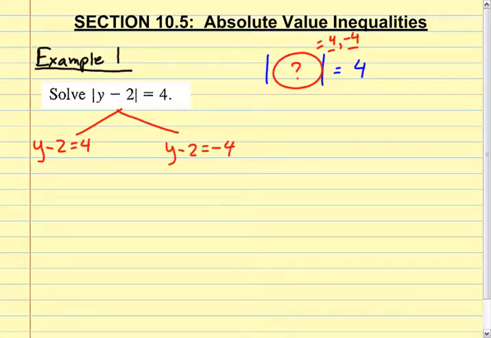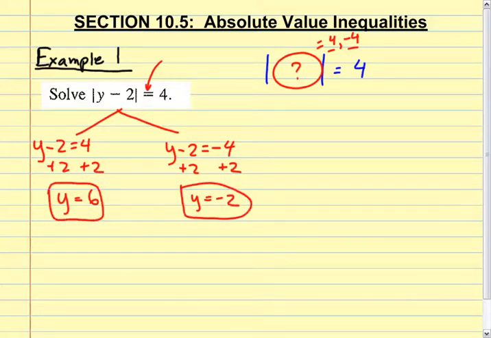Now this is an absolute value equation, not an inequality. We'll get to that in a moment, but I wanted to show you how to work it with an equation as well. So if y minus 2 equals 4, I add 2 to both sides, and I get y is equal to 6. Over here, I add 2 to both sides, and I get that y is equal to negative 2.